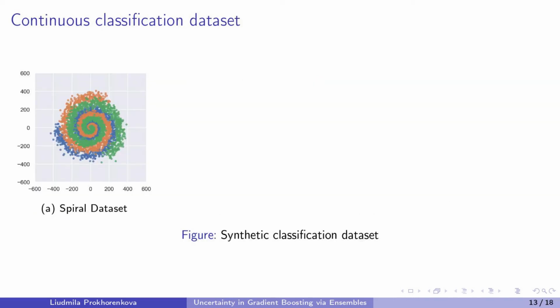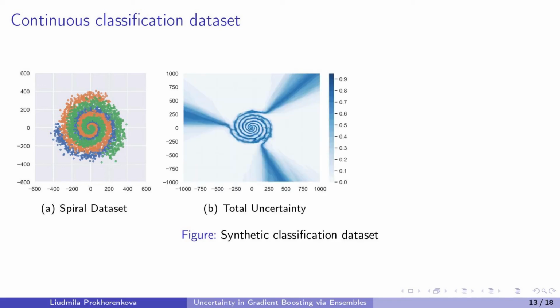In the second example, we generated a continuous classification dataset shown on the slide. This setting is much harder for gradient-boosted trees. To partially mitigate the difficulties, we use coordinates in the rotated axis and radius as additional features. Again, we apply an ensemble of SGLB models to this data. Figure B shows the estimated total uncertainty that correctly detects class boundaries and sectors of input space outside the training dataset. Looking at these sectors of high uncertainty, we can better understand how GBDT ensembles work.